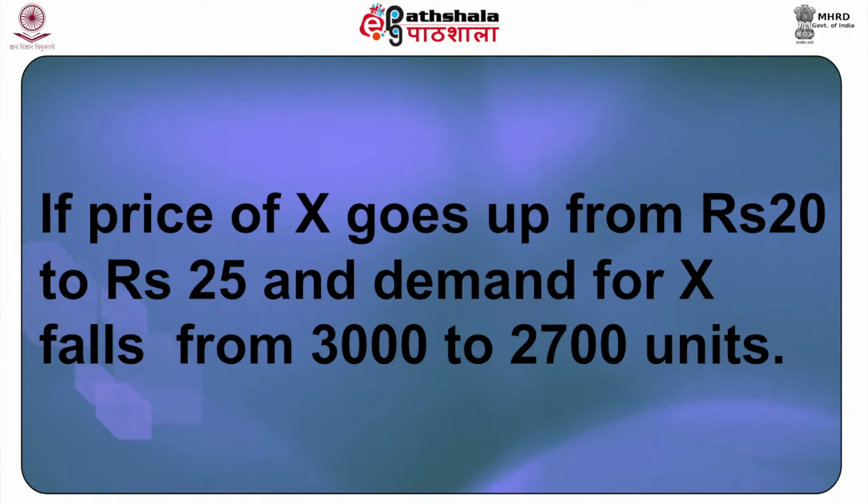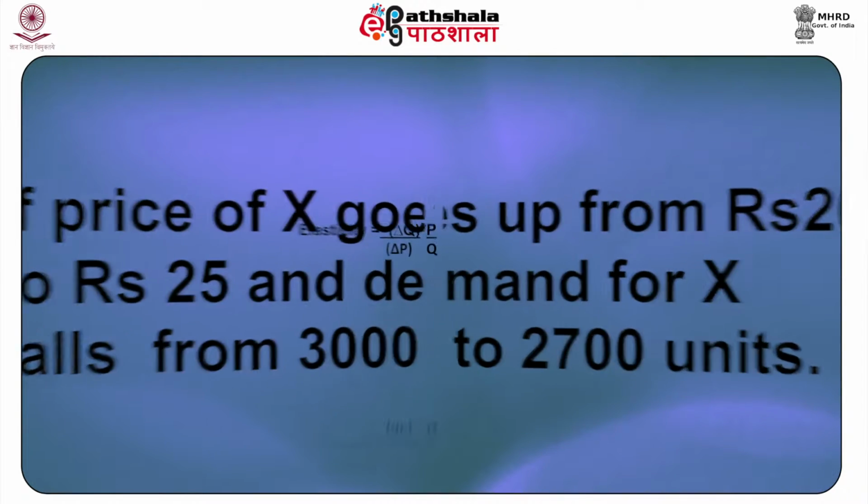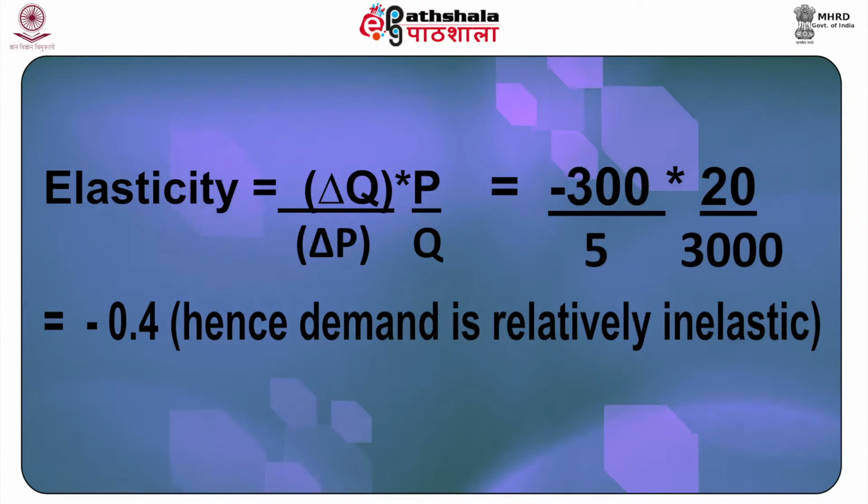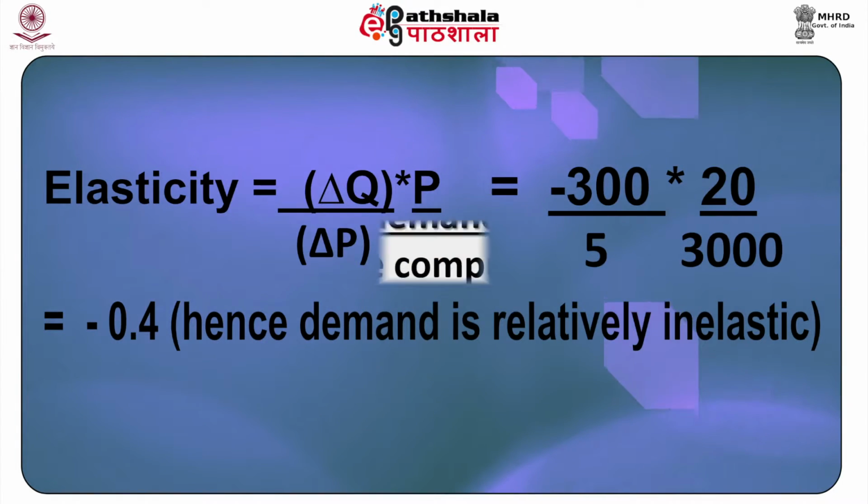Let's understand this with the help of an illustration. If the price of X goes up from rupees 20 to 25 and the demand for X falls from 3000 to 2700 units, then the elasticity may be computed as follows. The change in quantity is minus 300, the change in price is 5, the original price is 20 and the original quantity is 3000. Plugging these values into this formula, we get elasticity as minus 0.4.